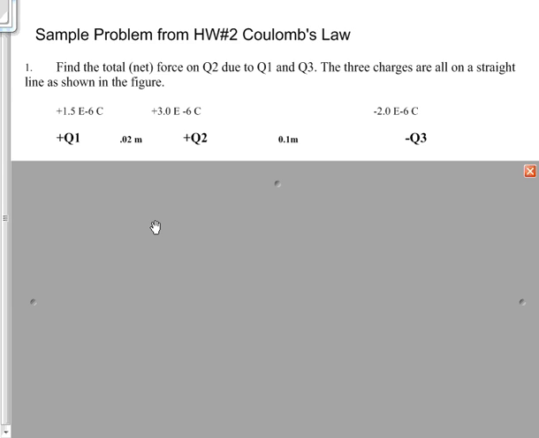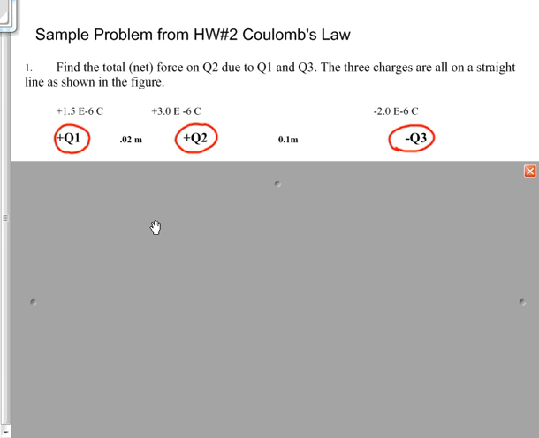Okay, hello. Today I would like to go through this sample problem with you from homework number 2 for Coulomb's law that we went over in class today, but you might not have been there or would like to see it again. So the problem is we are asked to find the total net force on Q2 due to Q1 and Q3. So we have 3 charges on a line, as you can see here, Q1, Q2, and Q3. We know the size of those charges and we know how far apart they are.